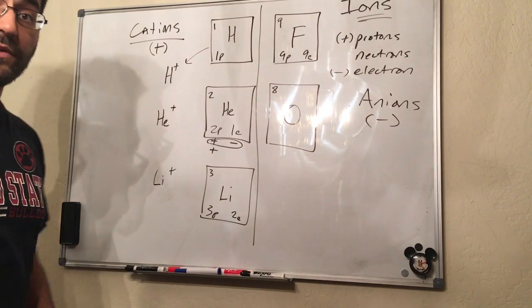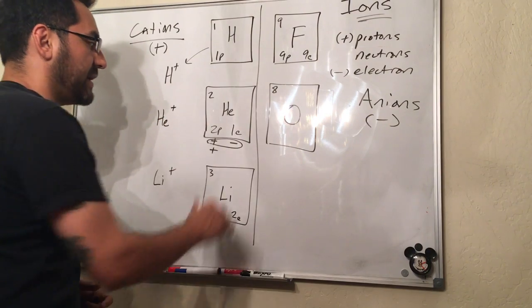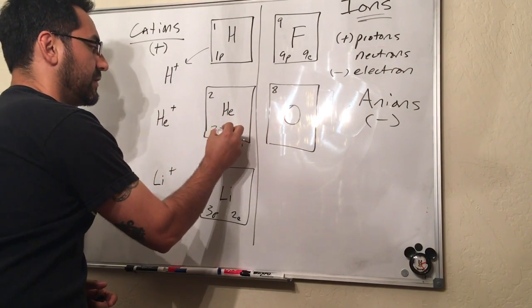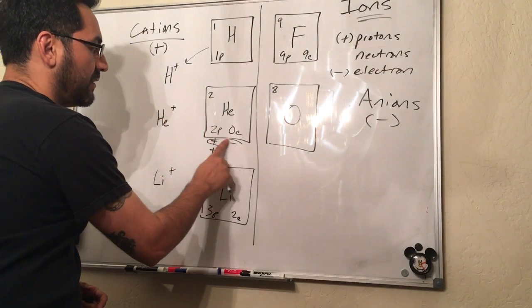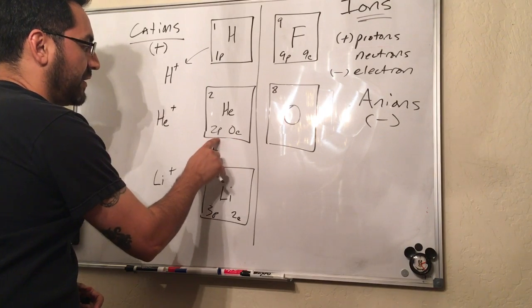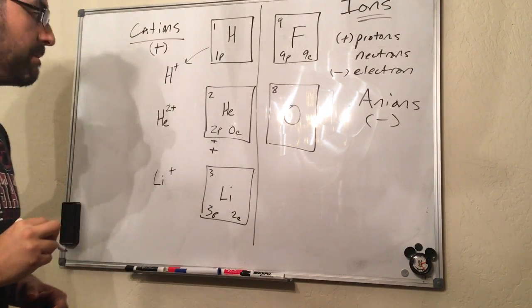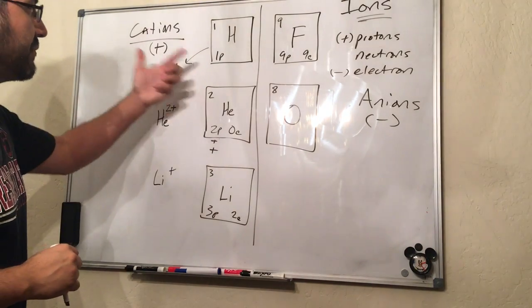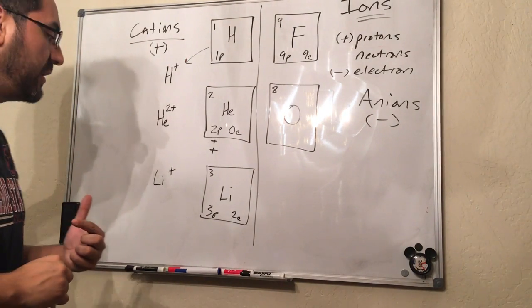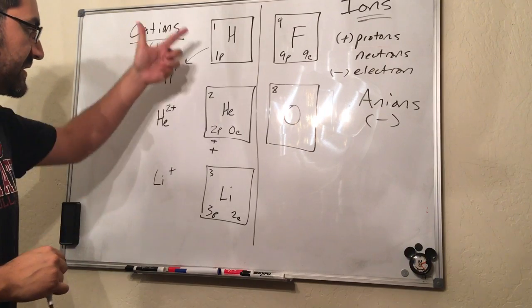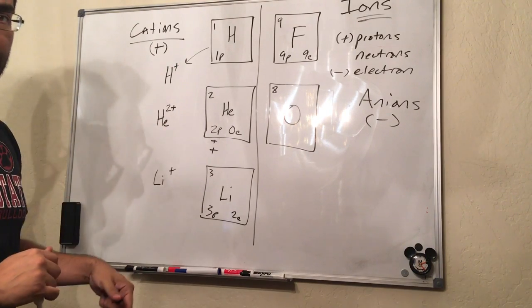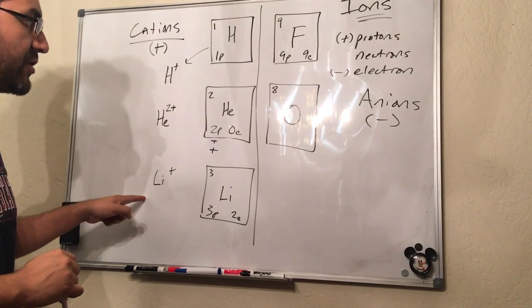What if they lost more than 1 electron? What if helium actually lost all of its electrons? And instead of there being one to cancel out its 2 protons, it just has 2 protons. Well, then it would be 2+. So we always look at the number of protons and the number of electrons. And in this case, we end up with more protons than electrons. That's why they're all plus charged.